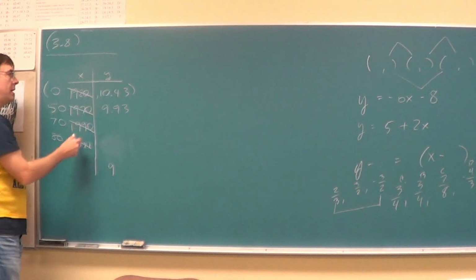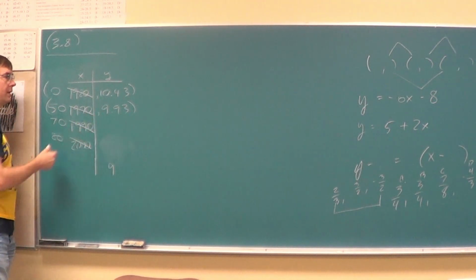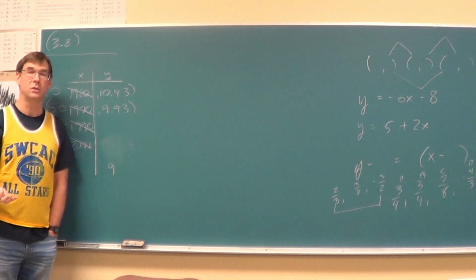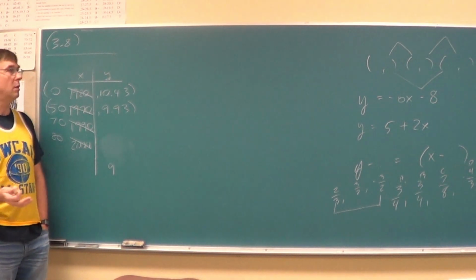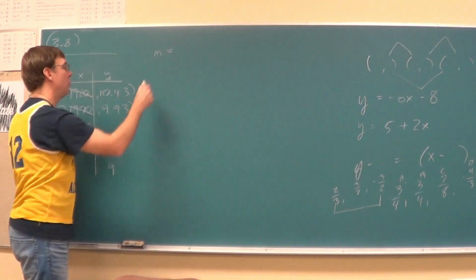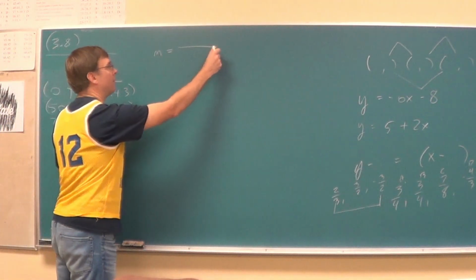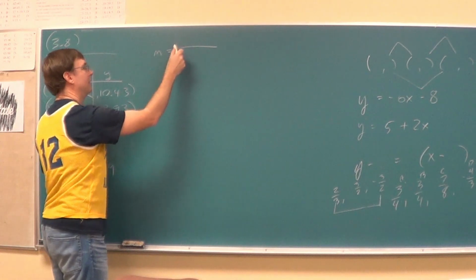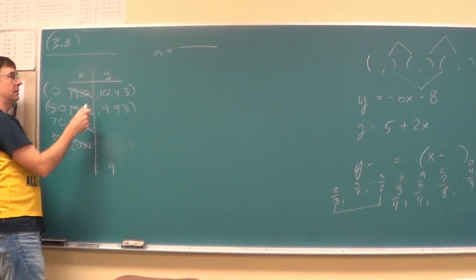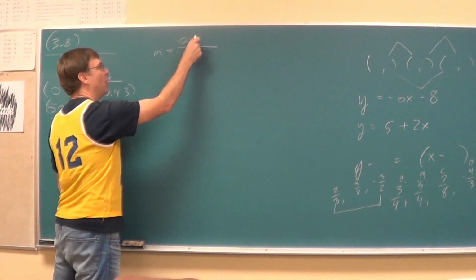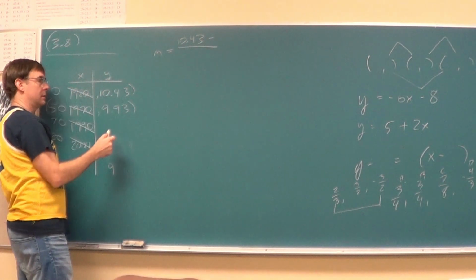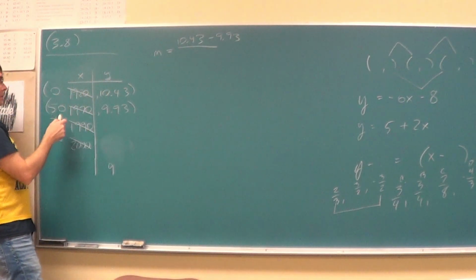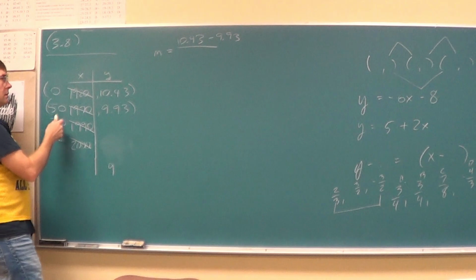So then this is a point, this is a point. We've been talking all week about if you're given 2 points, you want to find the slope. So that's our first move. Take those 2 points, find the slope. The slope has which of the letters on top? Y's. So which ones are the Y's? The 10. Okay. So 10.43 minus 9.93. On the bottom then? 0 minus 50.